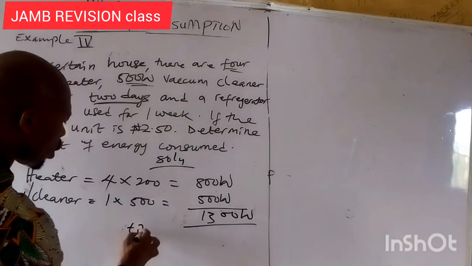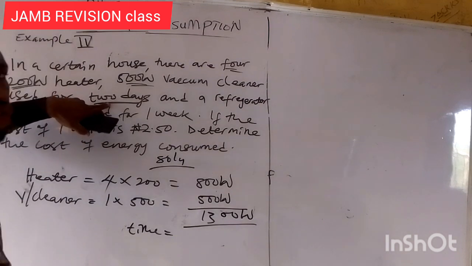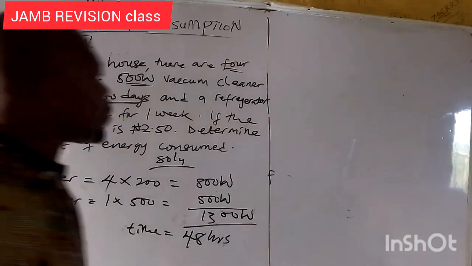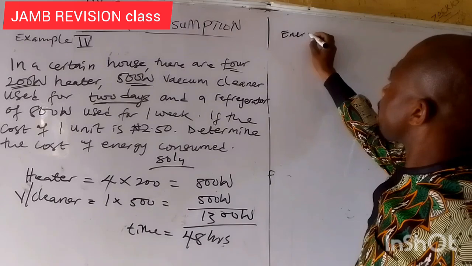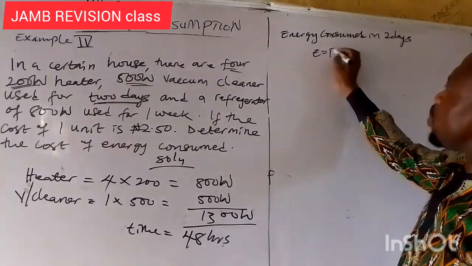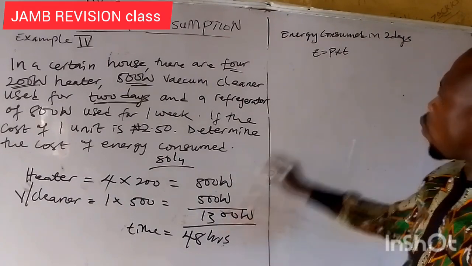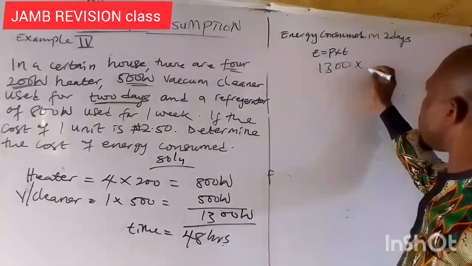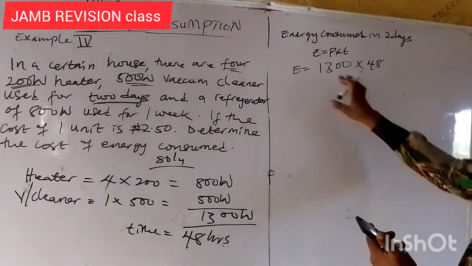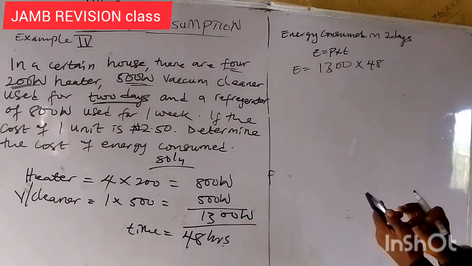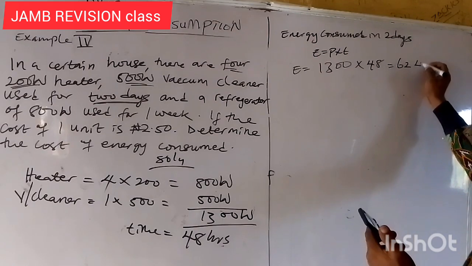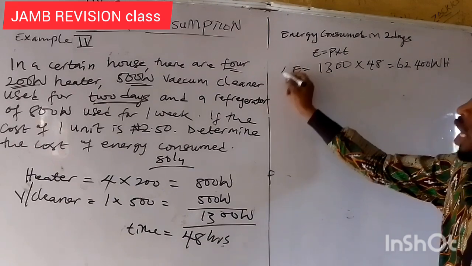Now this 1,300 watts, the time for this is 2 days. And of course, 1 day is 24 hours. 24 times 2 will give us 48 hours. Now you say energy consumed in 2 days will give us energy, which is power times time. The power there is 1,300 multiplied by time. The time here is 48. Therefore, energy consumed here is 1,300 multiplied by 48. Now, the energy consumption here is 62,400 watts hour.